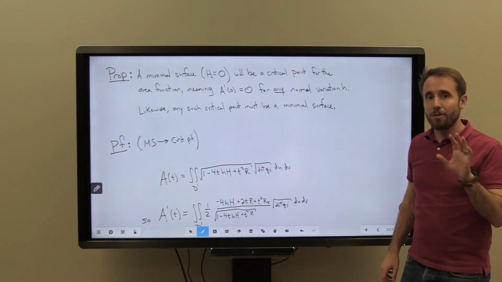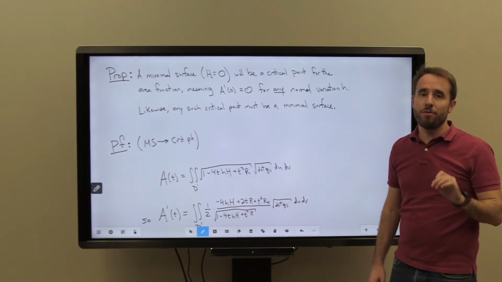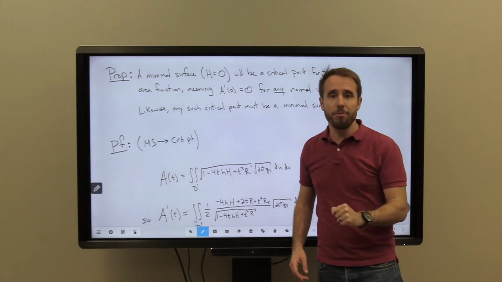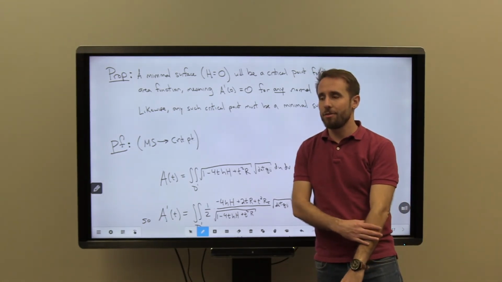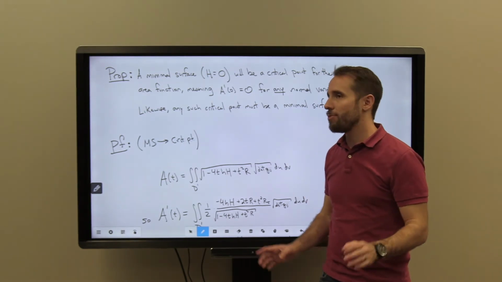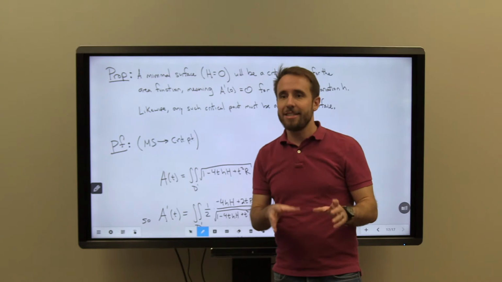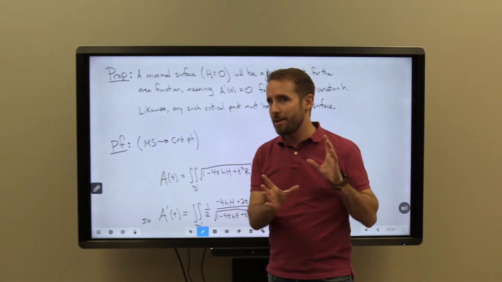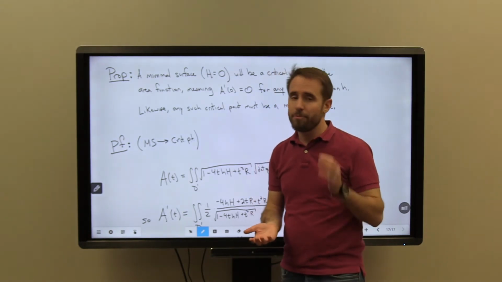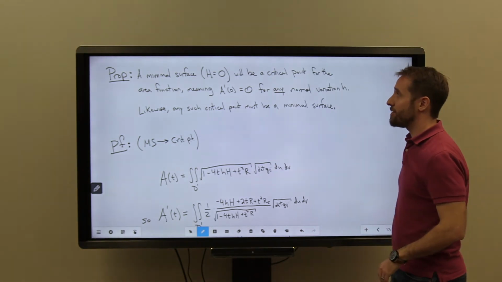So with that observation, we are actually ready to prove what we've been setting out to do, which is to find a relationship between mean curvature zero surfaces and this idea of area and being a critical point for area. And it's summarized in this nice proposition.